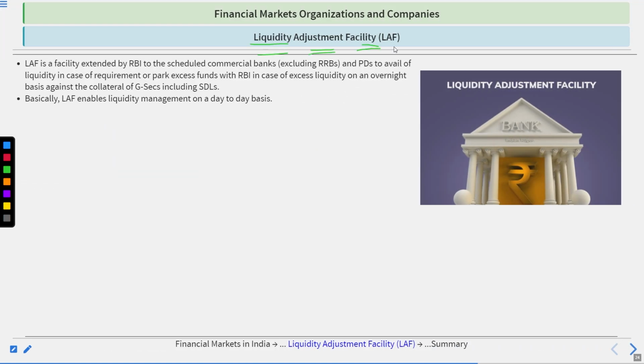Now we have the Liquidity Adjustment Facility (LAF). This is a facility extended by RBI to scheduled commercial banks and PDs to avail of liquidity in case of requirement or park excess funds with RBI in case of excess liquidity on an overnight basis against the collateral of G-Secs including STRIPS. Basically, the LAF enables liquidity management on a day-to-day basis.